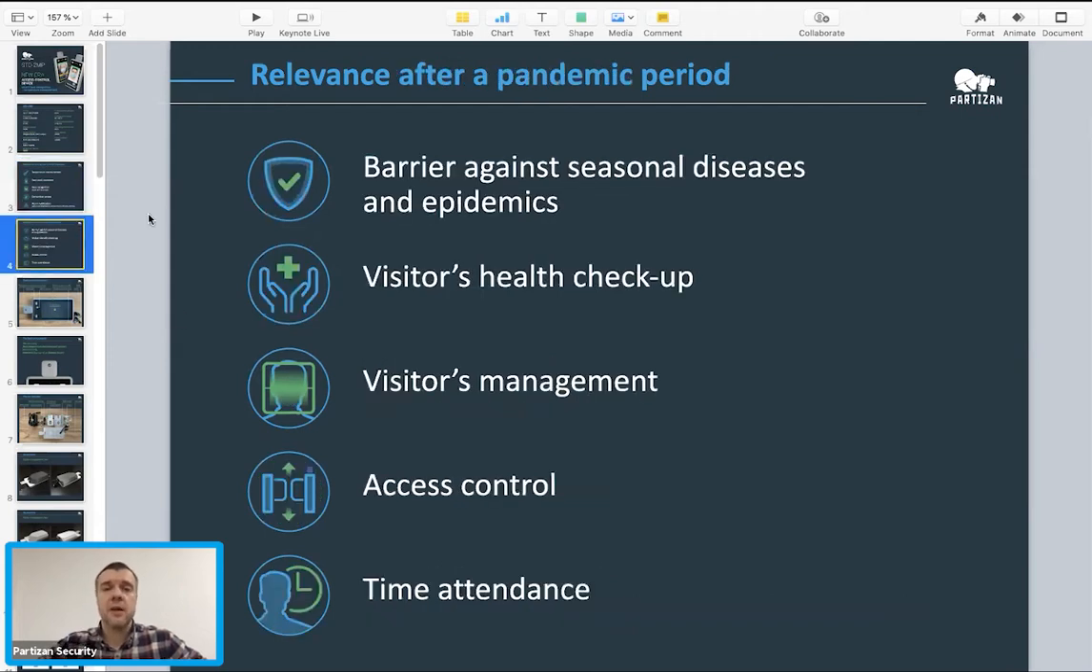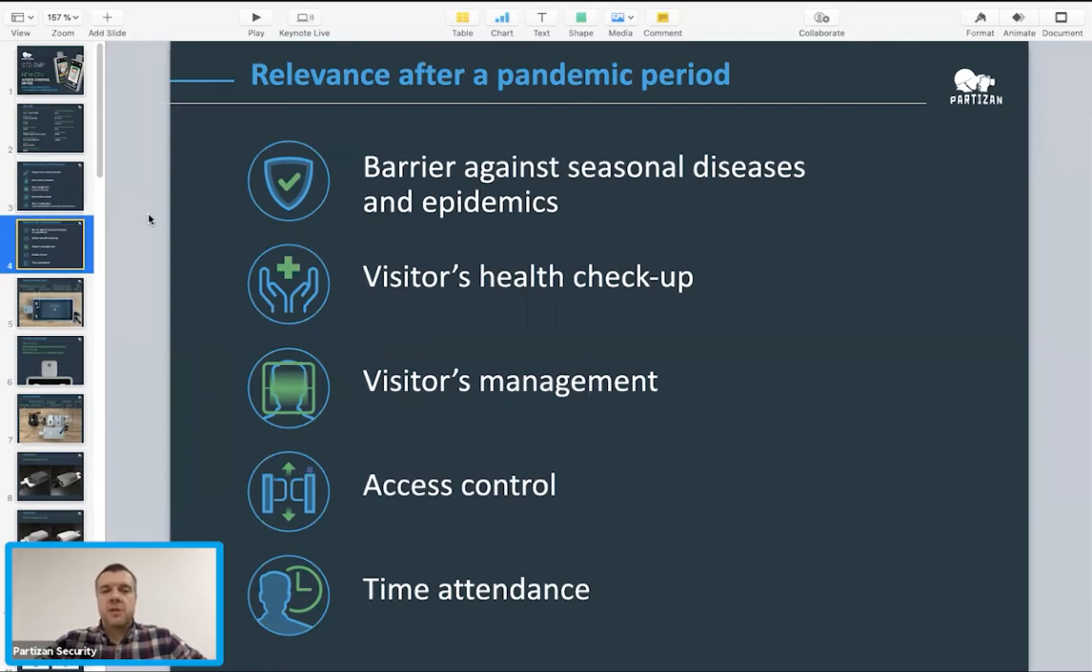So basically, what is this and how can it help? Normally it's like a barrier against seasonal diseases and epidemics, because now we are facing the COVID outbreak, then it could be seasonal flu, or just normal flu or something like that. Business owners don't want to let some guy in and infect all the rest of the people inside the working premises. So now and later on, this will help to be sure that every worker and every visitor coming in is more or less healthy, let's say. At least they're not coming to your premises with a higher temperature.